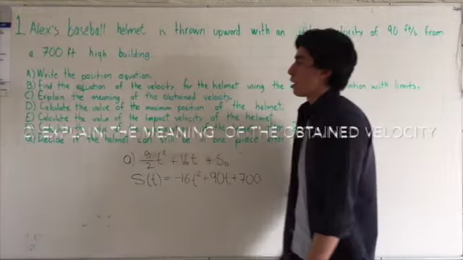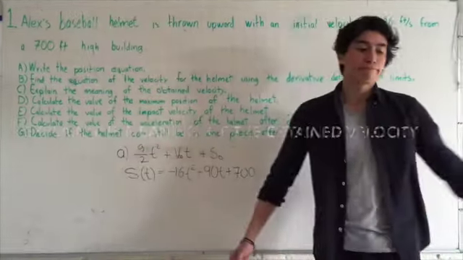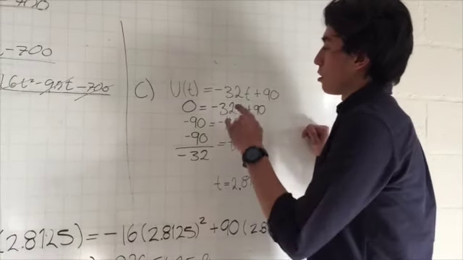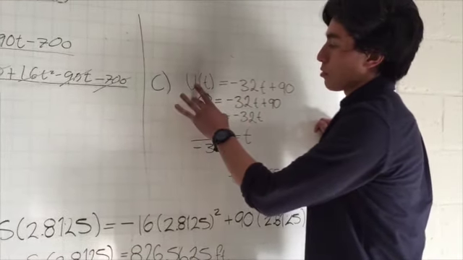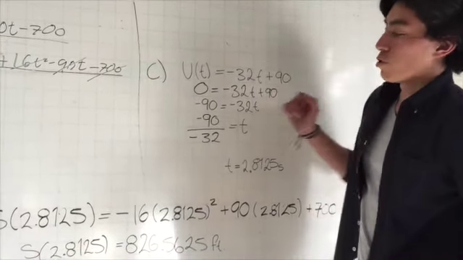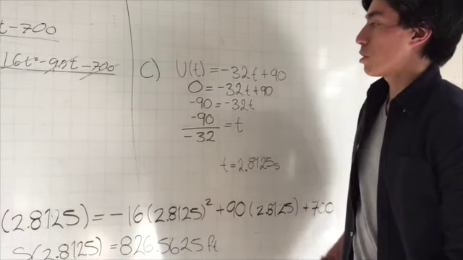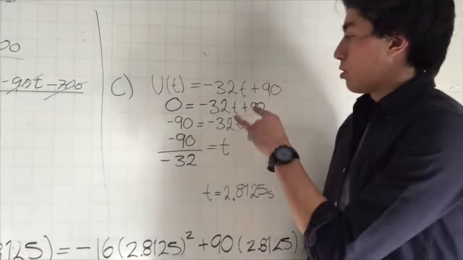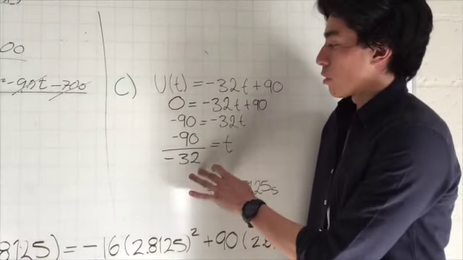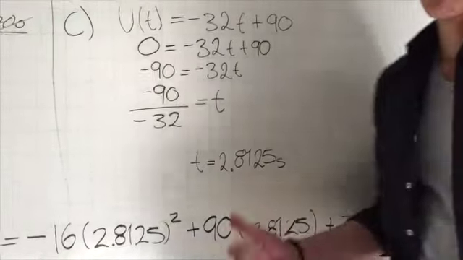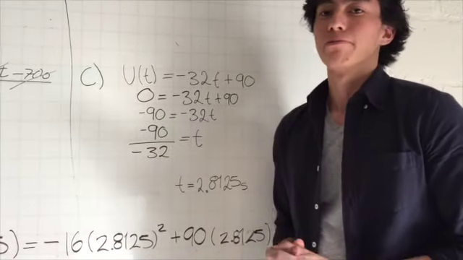Point C says that we have to explain the meaning of the potential velocity. Having the velocity from the derivative, the function of velocity, you obtain minus 32 times t plus 90. Then you have to equal the function to 0, and then you isolate t, and you have this result, which is 2.8125 seconds, which is the time you spend to get to the highest point.